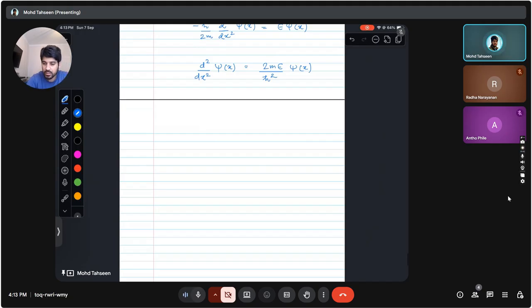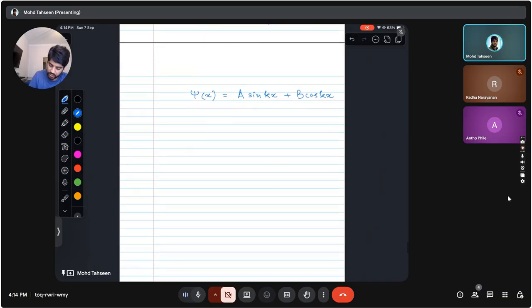Okay, so this is a simple ODE, ordinary differential equation, and we know that the solution to psi of x can be written either in the exponential form or the trigonometric form. So it would be a sine kx plus b cos kx. This is the general solution where we need to figure out what a and b, these constants, are, and we can figure them out from boundary conditions.